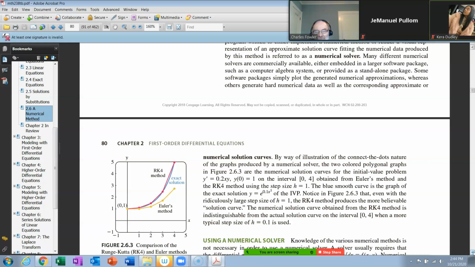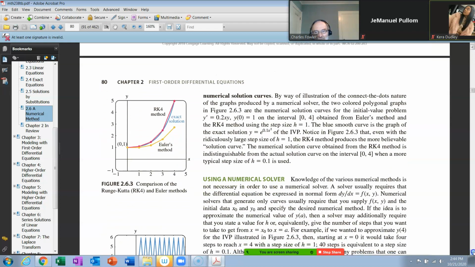When I was a grad student, I had to write my own programs in BASIC, I believe it was, and estimate my differential equations, and some of those were actually partial differential equations, but we tried to keep it as much as possible to ordinary.